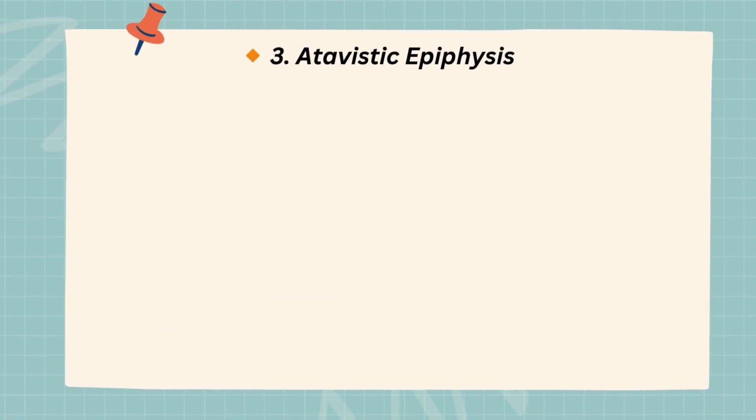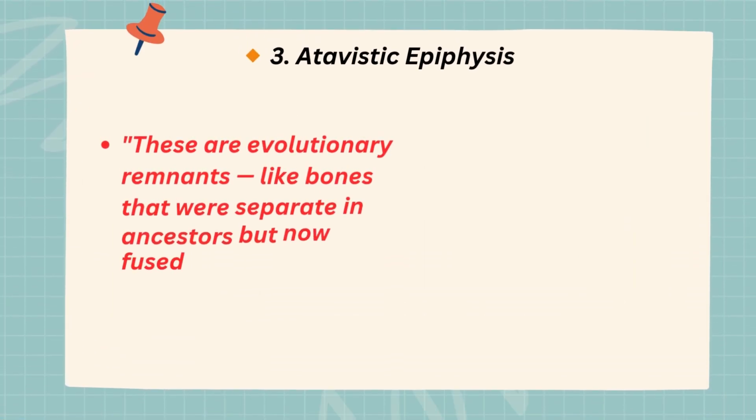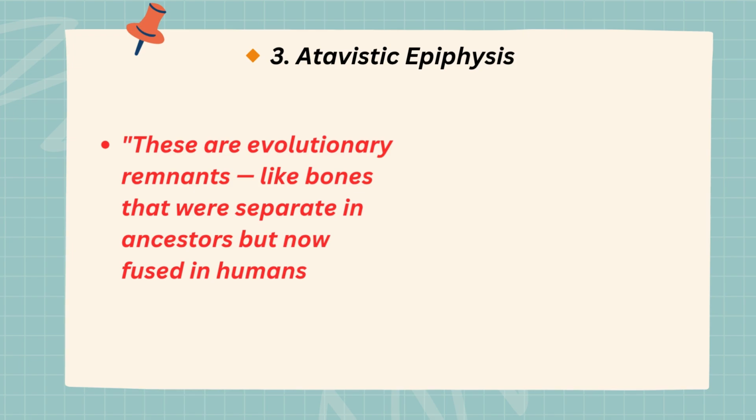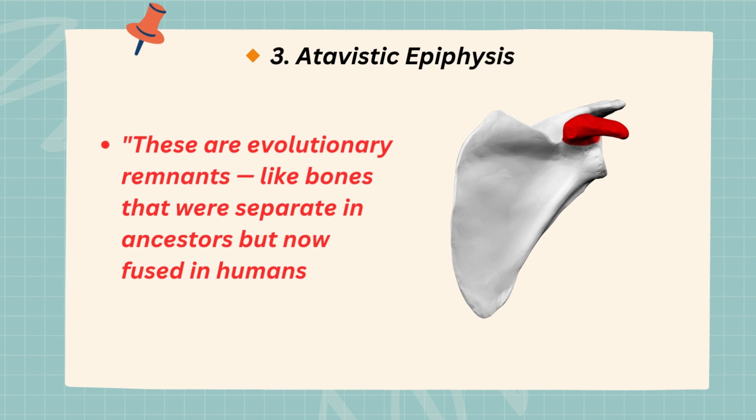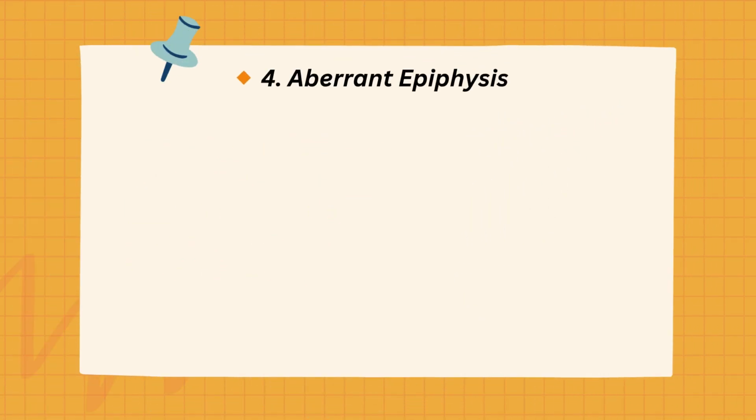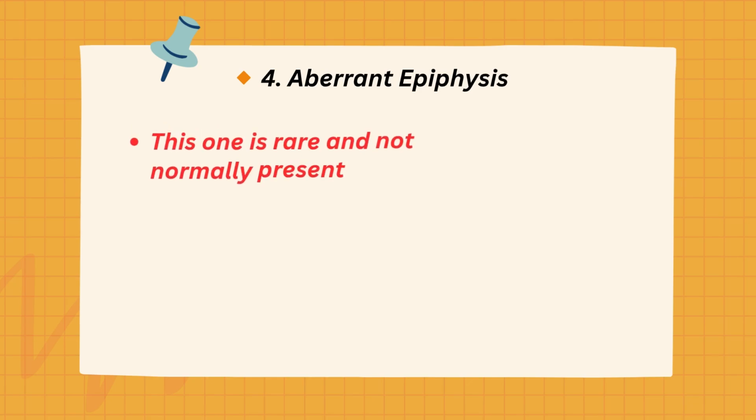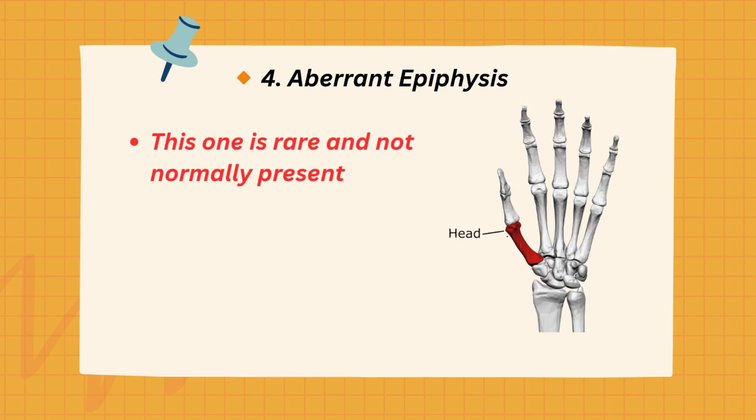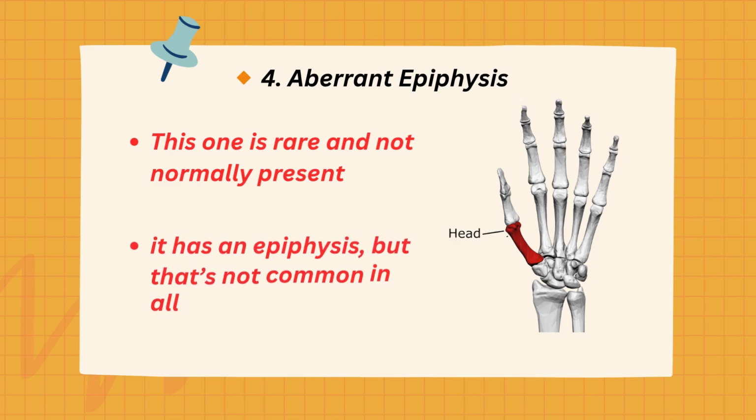3. Atavistic epiphysis. These are evolutionary remnants, like bones that were separate in ancestors but now fused in humans. Example: the coracoid process of the scapula. 4. Aberrant epiphysis. This one is rare and not normally present. An example is the head of the first metacarpal. It has an epiphysis, but that's not common in all.